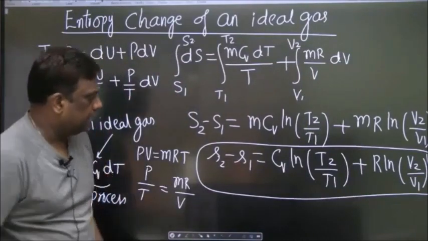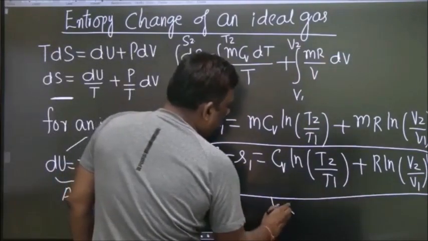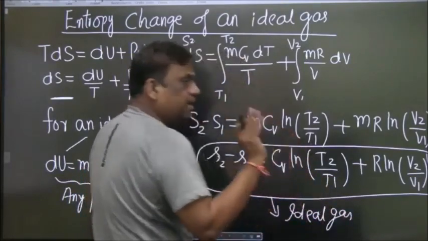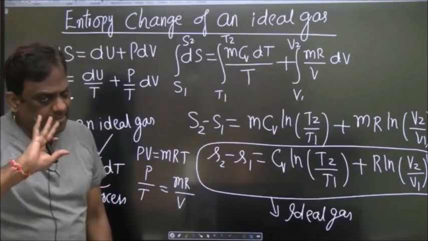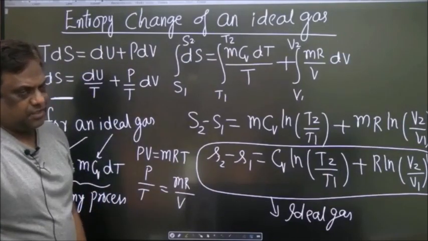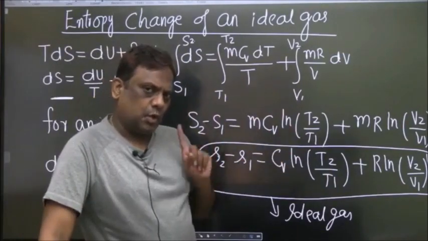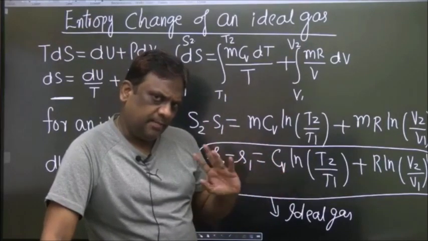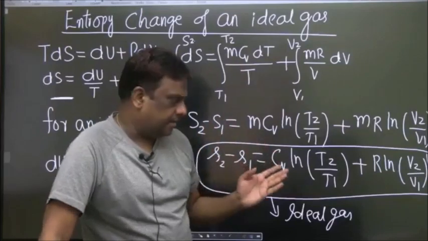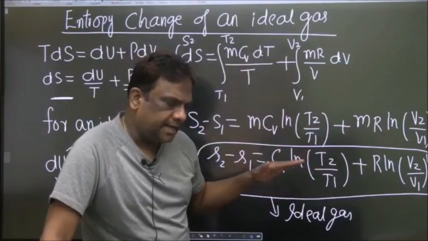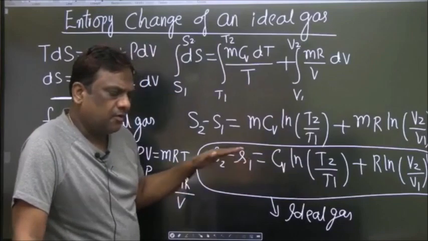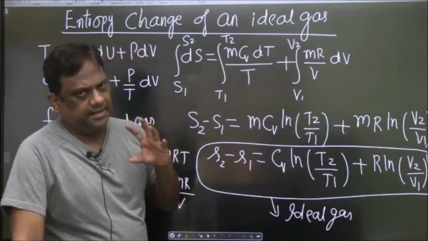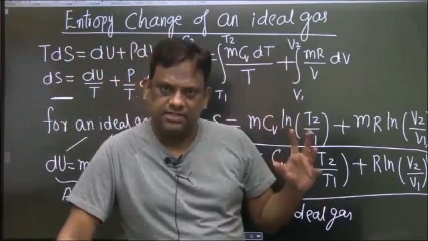But please note down that it is valid only for an ideal gas, for any process. What do you mean by any process? The ideal gas may undergo constant volume, constant pressure, isothermal, adiabatic, or polytropic. You can use this equation. The only condition required for applying this equation is that the working fluid must be an ideal gas. Apart from that, there is no other restriction.